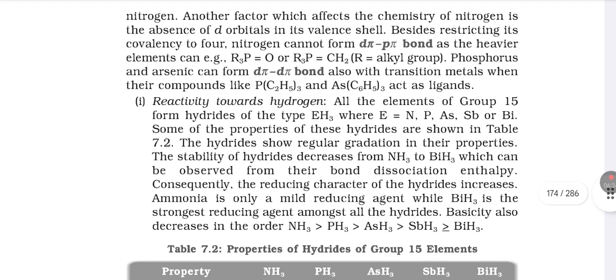Another factor which affects the chemistry of nitrogen is the absence of d orbitals in its valence shell. Besides restricting its covalency to 4, nitrogen cannot form d-pi p-pi bonds as the heavier elements can. Phosphorus and arsenic can form d-pi p-pi bonds also with transition metals when their compounds like these act as ligands.